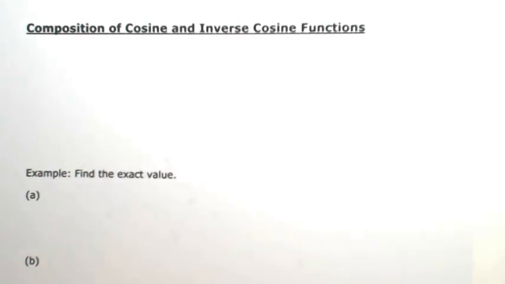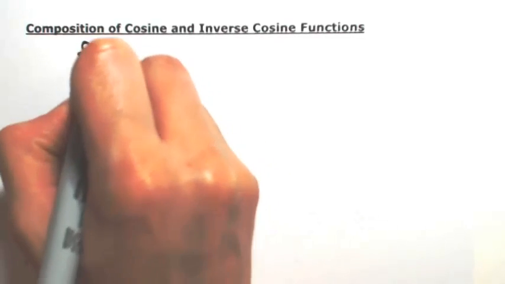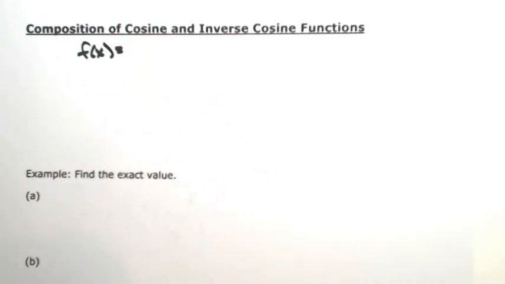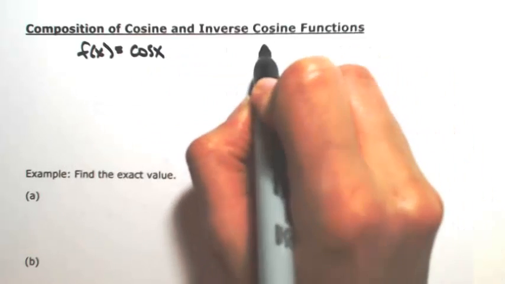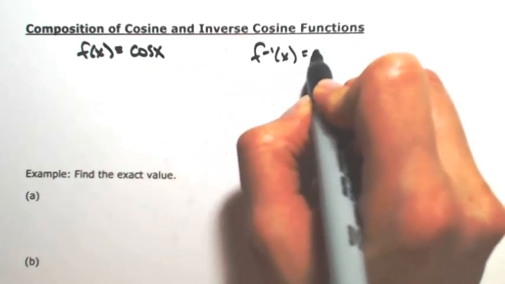Suppose we want to compose the cosine function with the inverse cosine function. Let's look at the domain and the range, first of all, to see how the composition would work. So let's say that f of x is cosine of x, so that the inverse will be the inverse cosine.